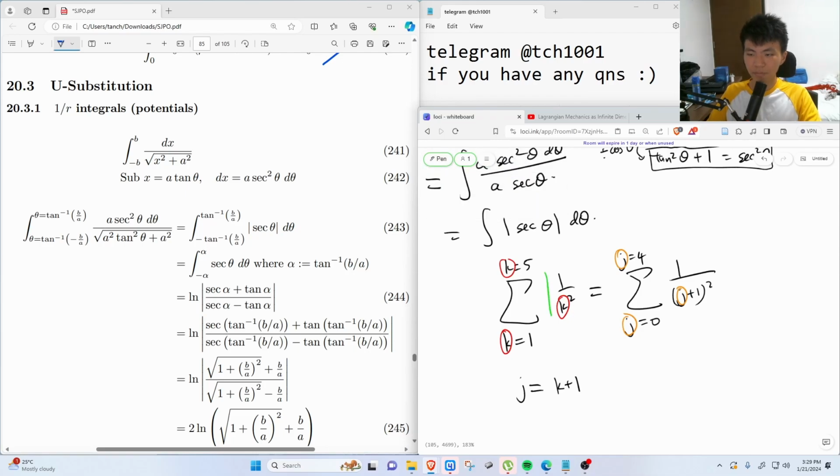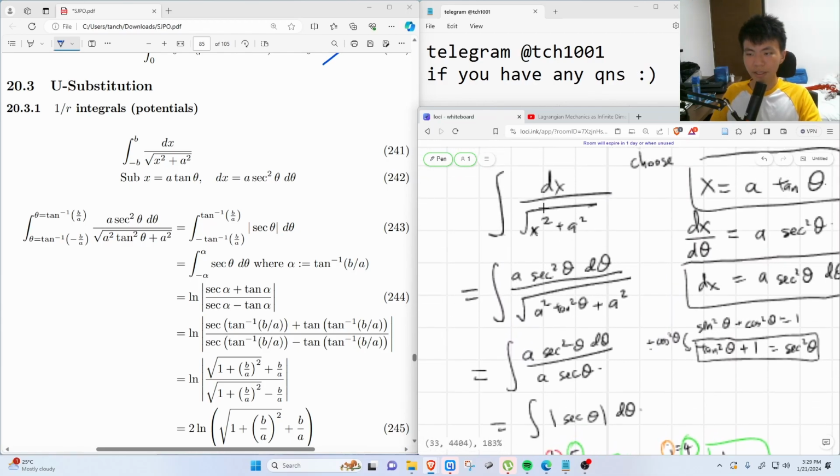Number one is our expression 1 over k squared must become 1 over j plus 1 squared, right? We cannot have any more mentions of k here. There's no k inside this expression. And the other thing that must happen is that the limits of integration from 1 to 5 must also change from 0 to 4. So this ties in very nicely when we talk about changing the limits when we perform a U-substitution.